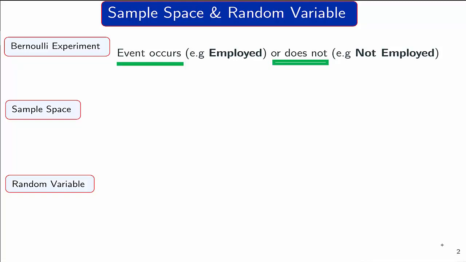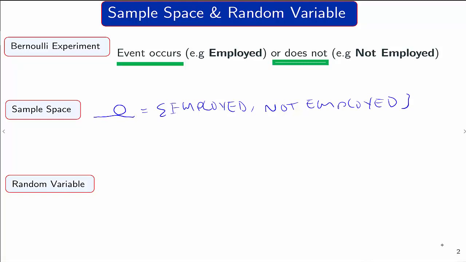So the sample space is literally every possible outcome of the experiment. We often use the notation omega, and in this case, taking the employed example, it's a set where they're either employed or they're not employed. So the sample space, more generally, is every possible outcome of the experiment, and we are just focusing on the Bernoulli experiment. But again, this notion generalizes.